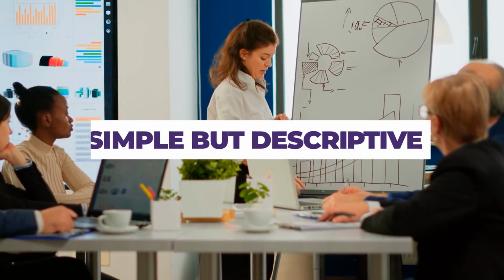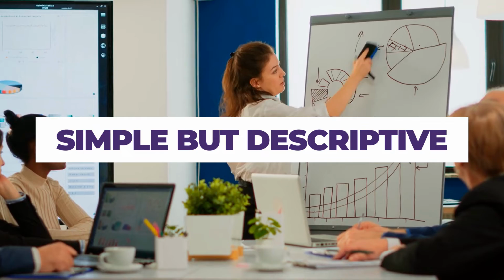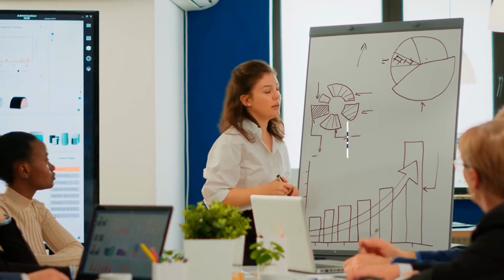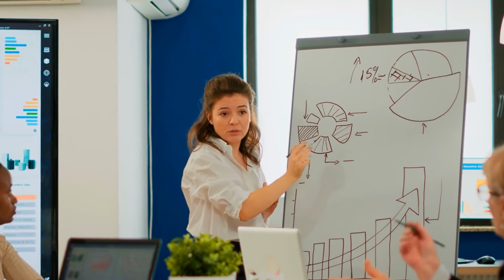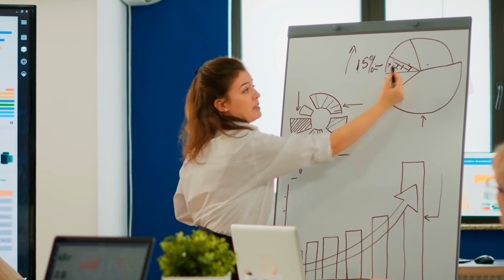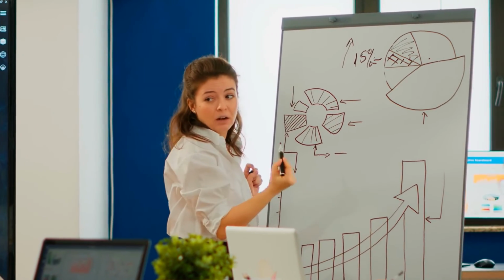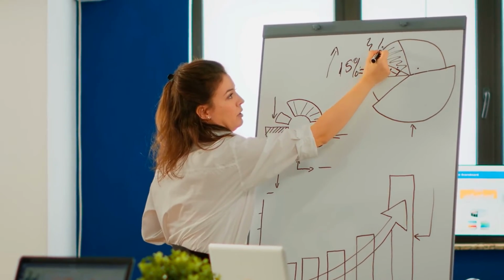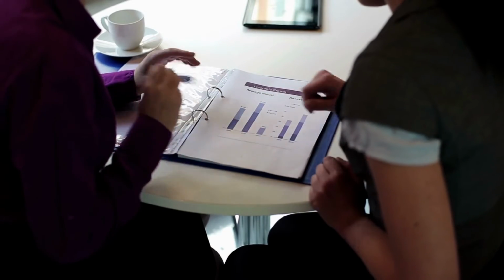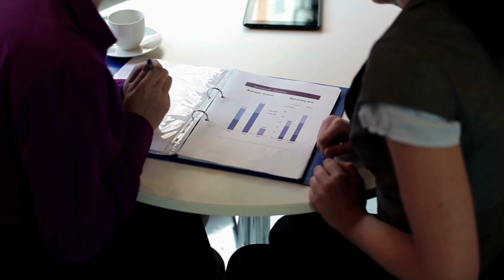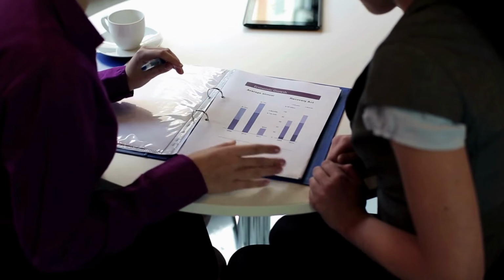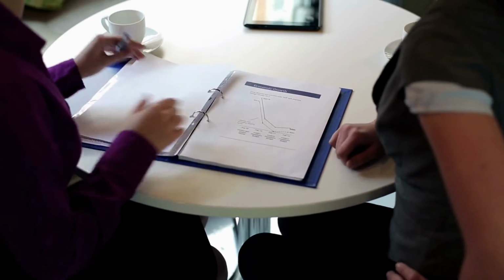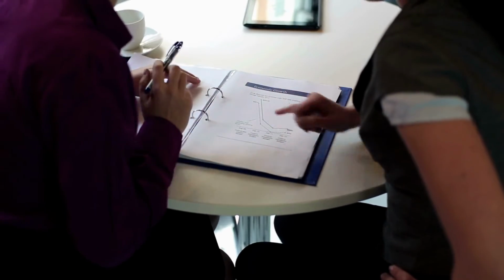An amazing getting started guide should be simple but descriptive. The guide should be easily digestible. It should be written clearly using simple language that anyone can understand. Technical jargon should be avoided wherever possible. Any necessary terminology and acronyms should be explained always.